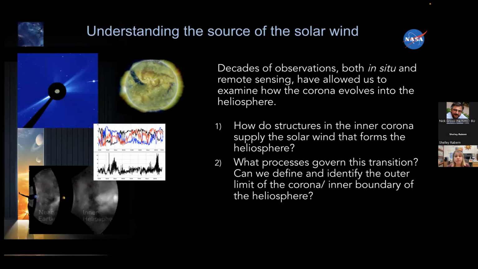But there are still some basic questions. How do the structures in the inner corona supply the solar wind? And what processes govern the transition from the corona into the heliosphere? Can we define what is the outer limit of the corona and the inner boundary of the heliosphere?